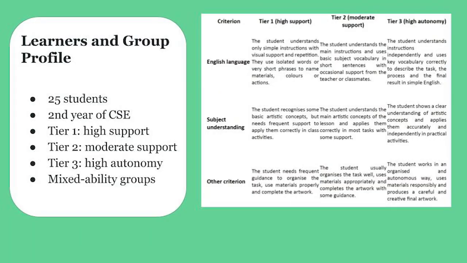My class is made up of 25 students. To respond to learner diversity, I organized them into 3 tiers. Tier 1 students need more support with instructions, vocabulary, and artistic concepts. Tier 2 students can work with moderate support, and Tier 3 students are more autonomous and can express their ideas more independently in English. I use mixed ability groups so students can support one another during the lesson.